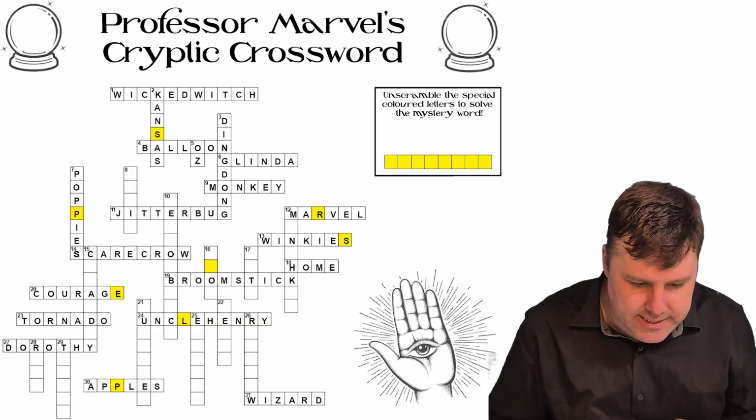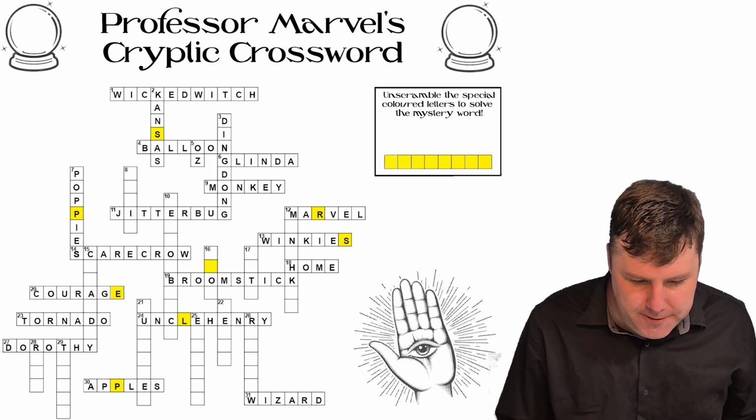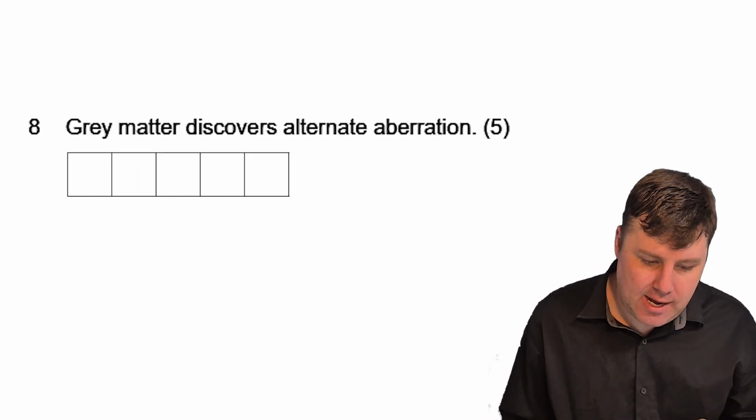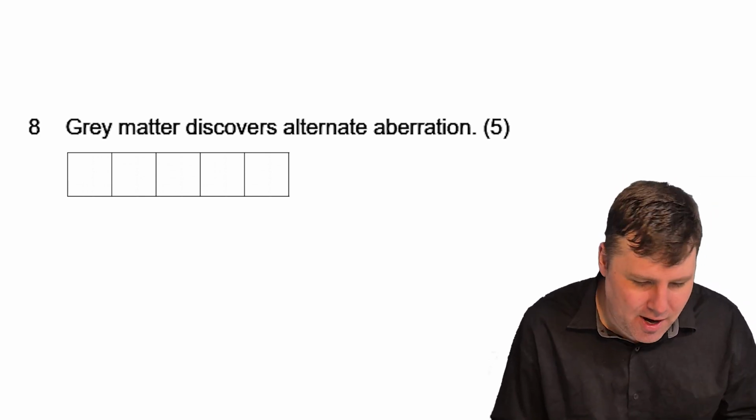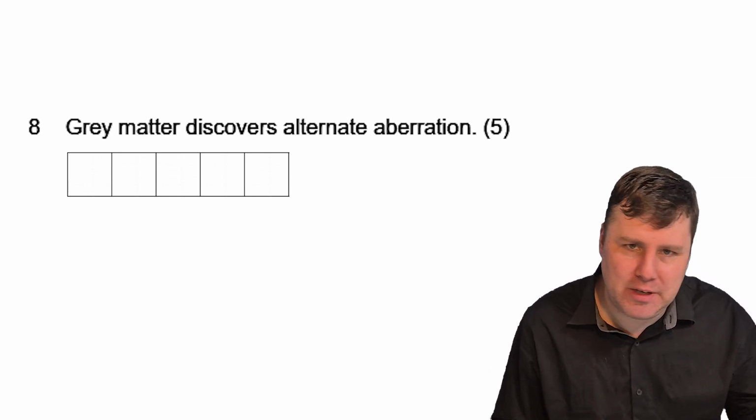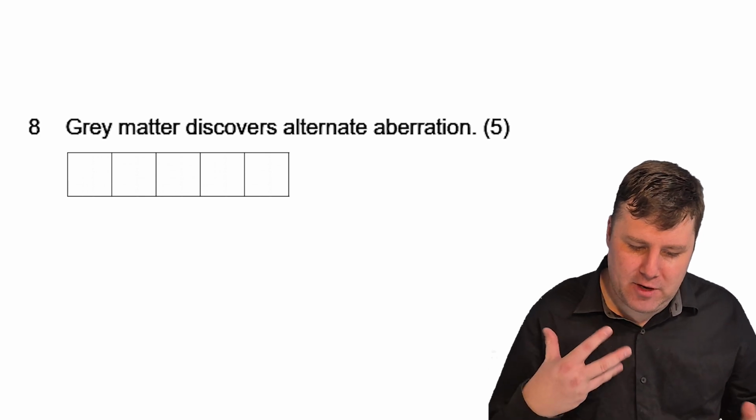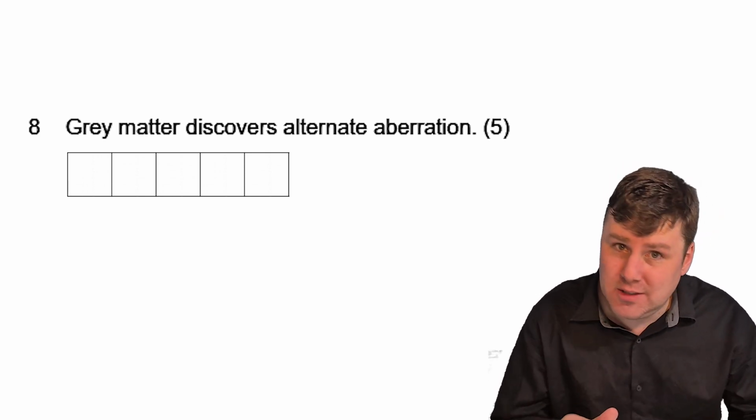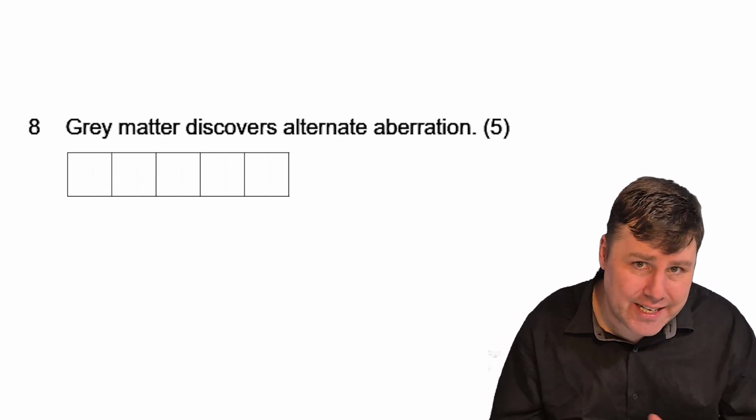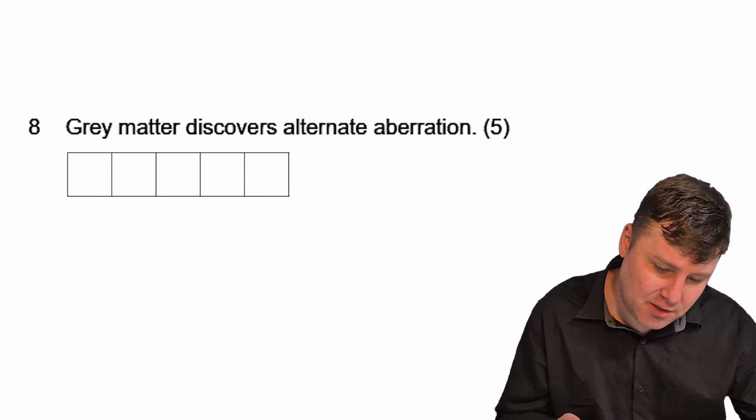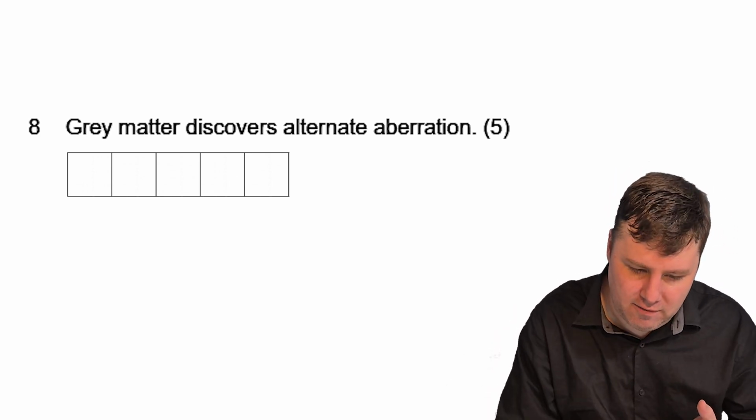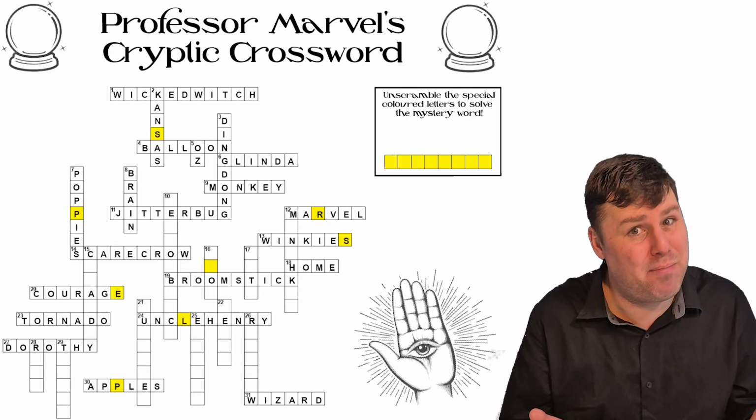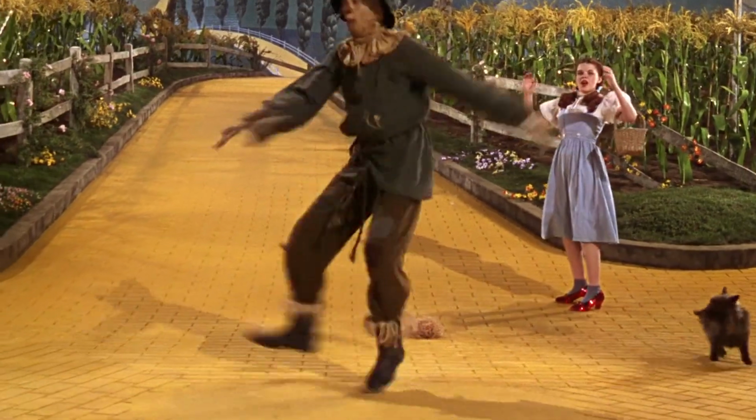8 down now. We have a 5-letter word. Grey matter discovers alternate aberration. A bit of a simple one here. Already you might read grey matter and get the answer right away. If we discover alternate aberration, again with our odds and evens, we're going for alternate letters in the word aberration, where we find the 5 letters of B-R-A-I-N, brain. If I only had a brain.